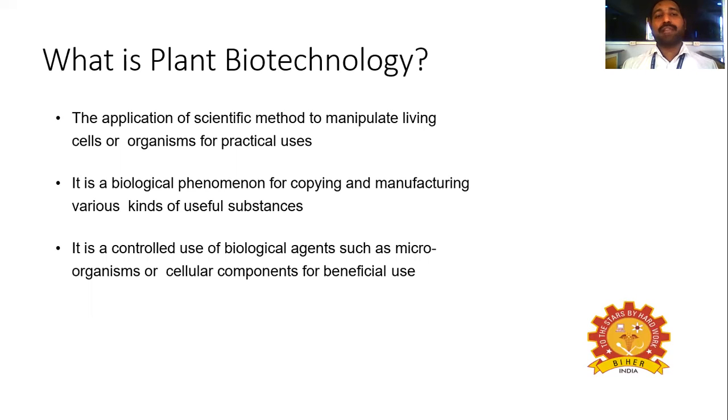The first one, what is plant biotechnology? Plant biotechnology is basically the application of scientific methods to manipulate living cells or organisms for practical uses. The next thing, the biological phenomena for copying and manufacturing various kinds of useful substances. And also it will help us in the controlled use of biological agents such as microorganisms or cellular components for beneficial use.